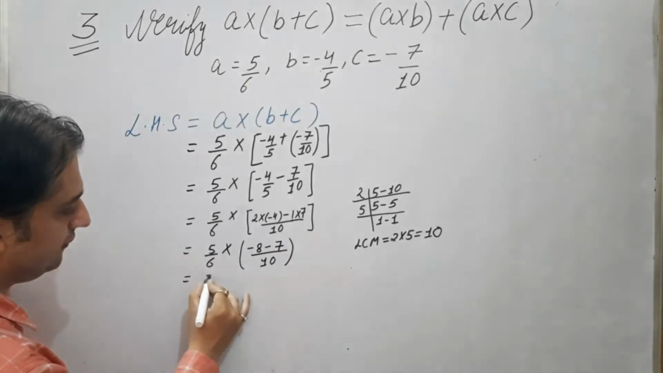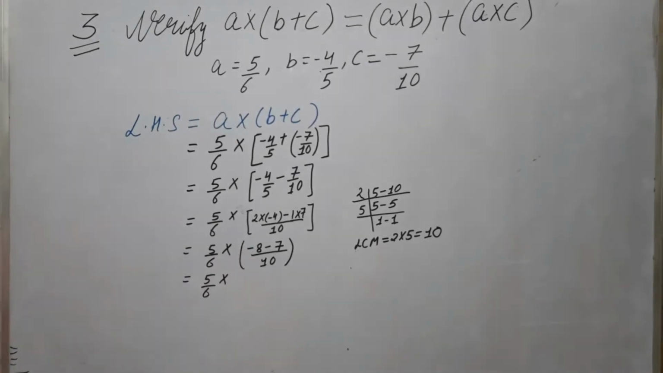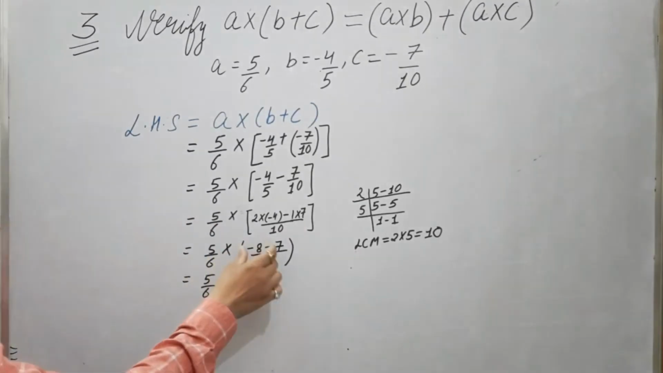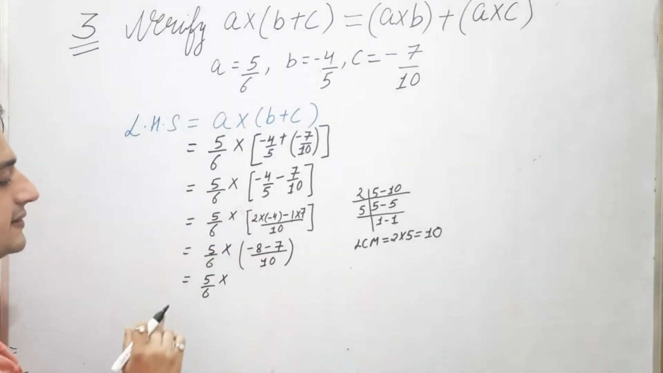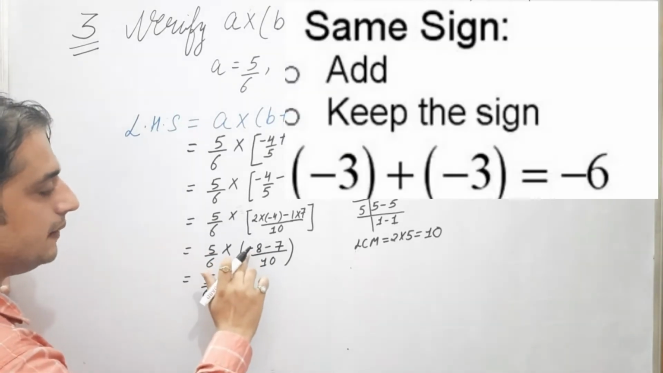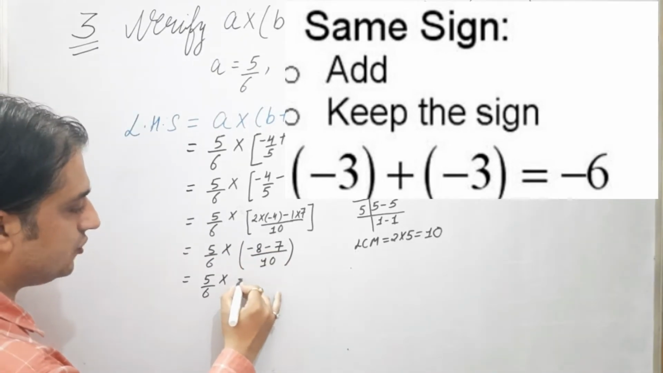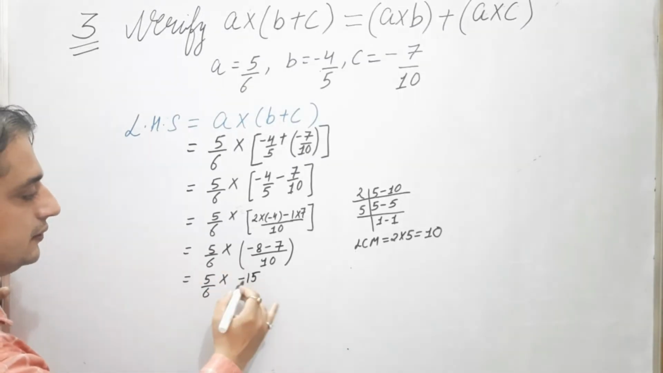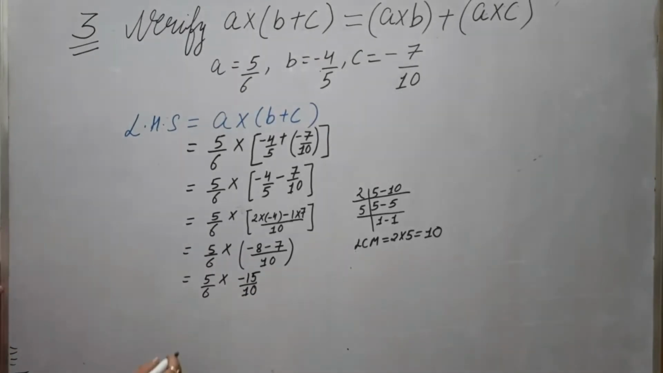Further solve it. 5 by 6 multiply. Now here the two negative numbers are there, and they are not multiplied together. To solve this one, just add the numbers and place the common sign. The common sign is what? Minus. Just add them. 8 plus 7, that is 15, and the sign should be negative because both the numbers are negative. Right? And the denominator is 10. Solve it further.